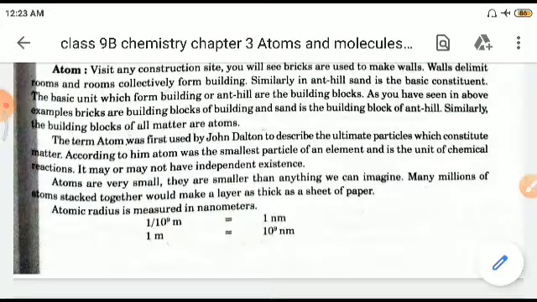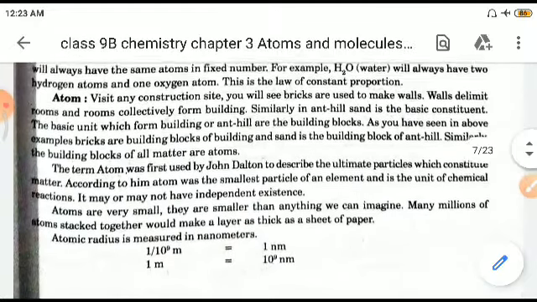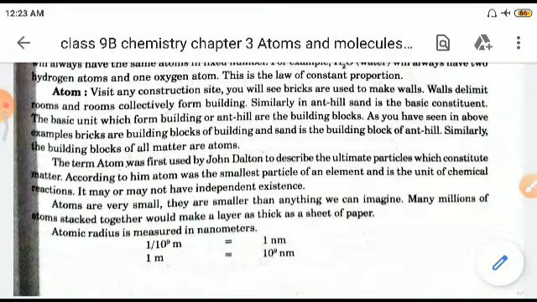Visit any construction site, you will see bricks are used to make walls. Walls delimit rooms, and rooms collectively form building. Similarly, in an ant hill, sand is the basic constituent, right? The basic unit which forms the building or ant hill are the building blocks. As you have seen in the above example, bricks are the building blocks of building, and sand is the building block of an ant hill.